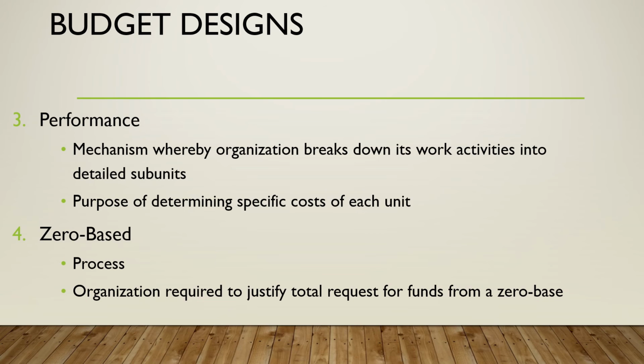Then we could look at the zero-based budget. And this is more of a process than it is specifically a budget. But then we just look at overall starting from zero each year or each budget cycle. So the organization is required to justify the total request for funds from a base zero. What do you need to get by? Not necessarily what did you use last year, and we're going to mimic that. Overall, I would encourage you to do a quick internet search of each type of budget to get an idea of what they look like.